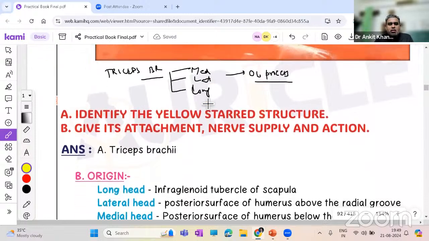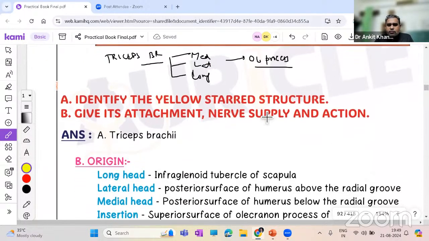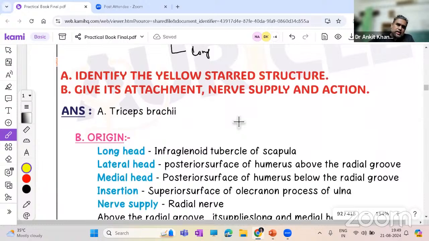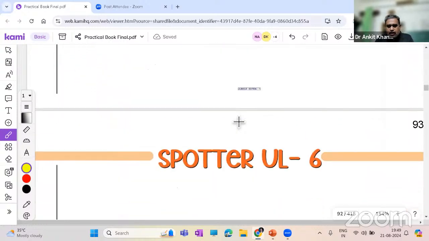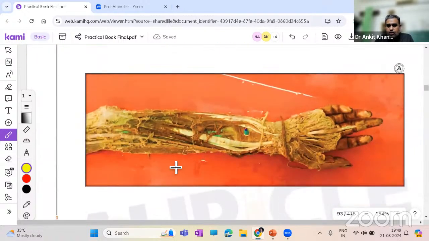Yes, triceps it is. And what are they asking you? Attachment, nerve supply, action. The action again, extension. And the 3 heads are over here. Action is extension. Fine. Okay, next spotter over here. Where is the spotter? Let me first show you with 2 black arrows.